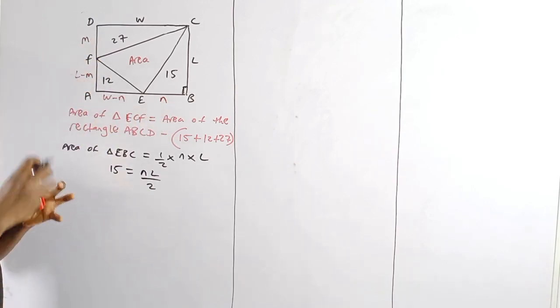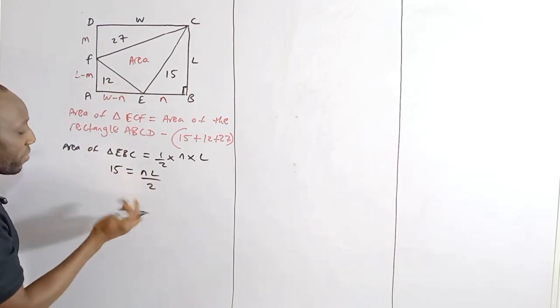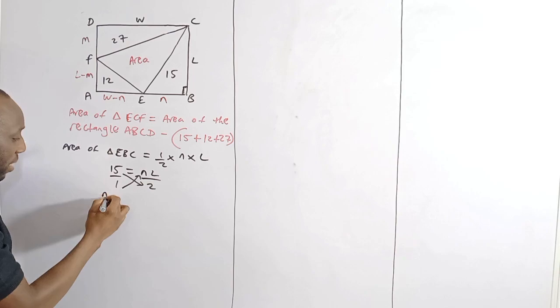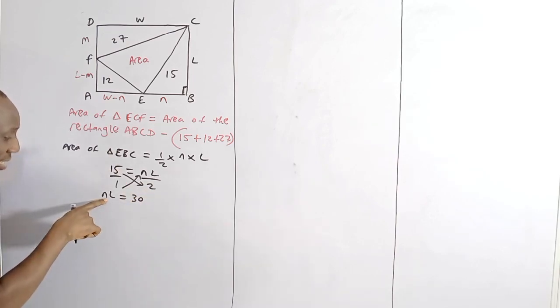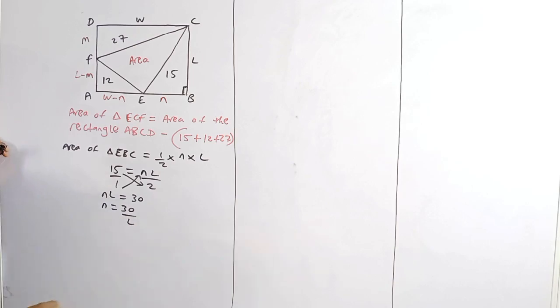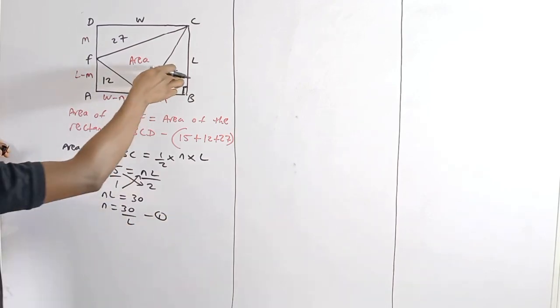Once we get that, we can now plug it into this other triangle. But let's get an expression for N first. So I will cross multiply. NL times 1 is NL. 15 times 2 is what? 30. So the expression for N will be equal to 30 over L. So let's call this equation 1. We're done with this first one.